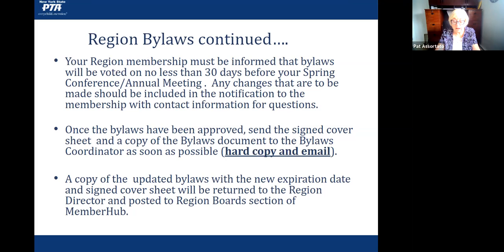I will need a hard copy and an email with Word and PDF attachments. A copy of the updated bylaws with the new expiration date and signed cover sheet will be returned to the region director and posted to the region board section of Member Hub. I will also update the region page on Member Hub with the new expiration date.